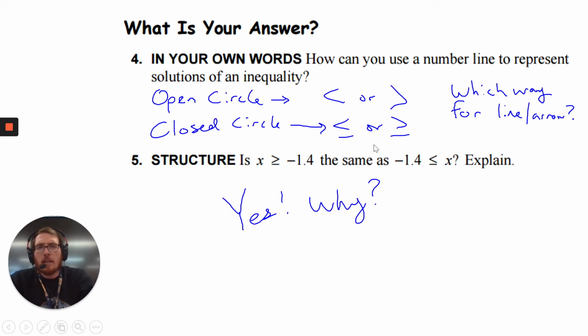Okay, so this just reiterates open circle less than or greater than, closed circle has the equal to, then which way the arrow goes based on if it's greater than or less than.